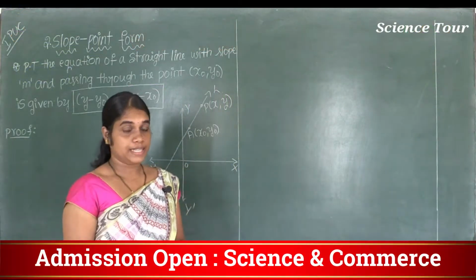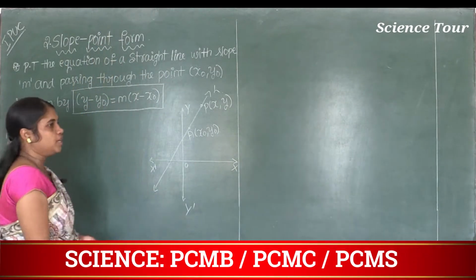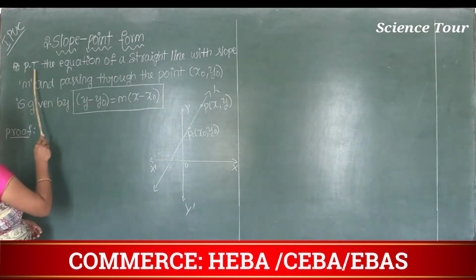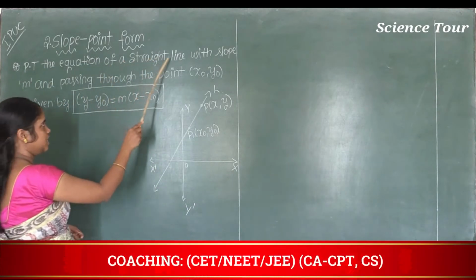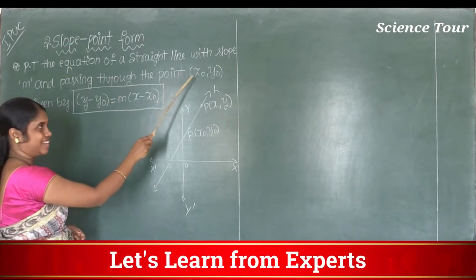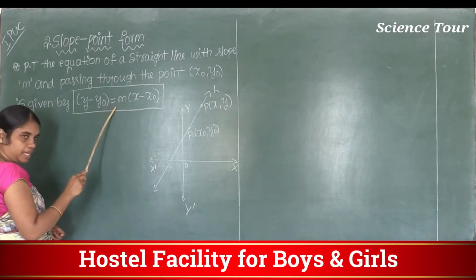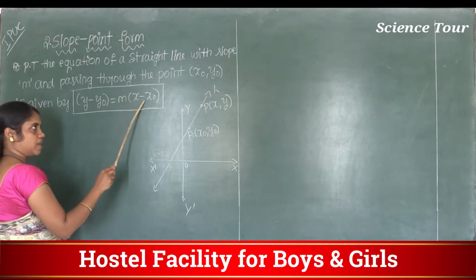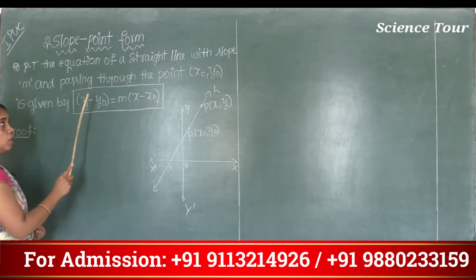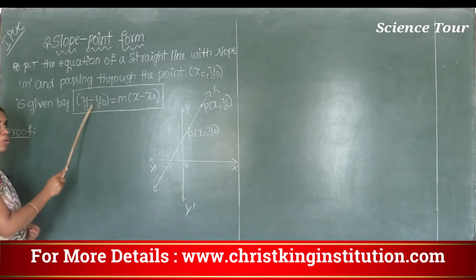So next we'll see the second form of the equation of a line, that is slope point form. Important, slope point form. The question will be like this: prove that the equation of a straight line with the slope m and passing through the point x naught comma y naught is given by y minus y naught equal to m into x minus x naught. So this is the formula. Remember this formula, important. What is the name of this formula? Slope point form.